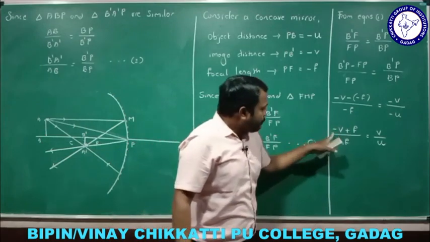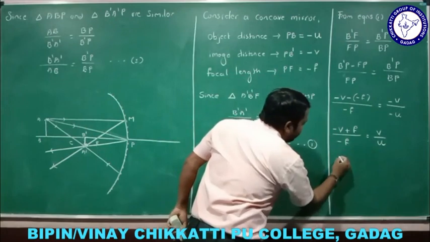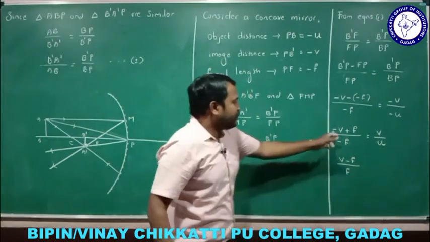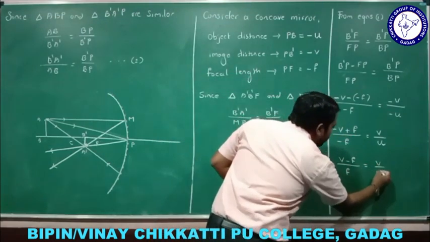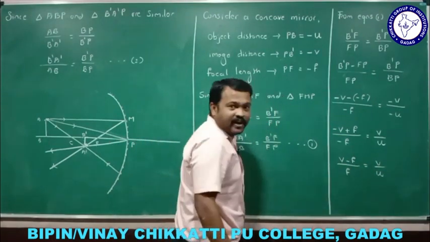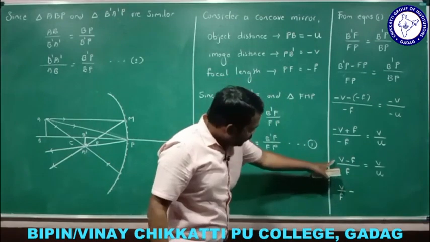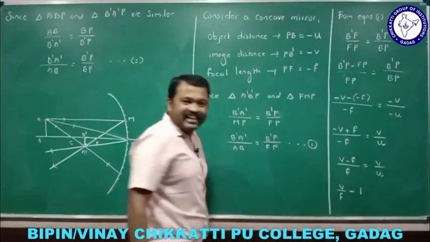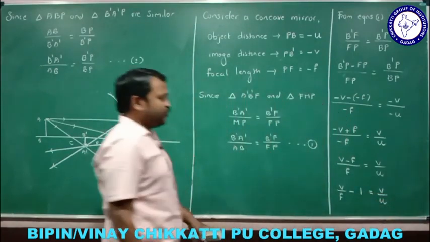Since we have a minus sign here, let me multiply all terms on this side by minus. I will get v minus f divided by f, that is equal to v divided by u. I multiplied each term by minus, right? This can be split, so let me take v by f minus f by f. F by f is 1. Shall I take it like this? That is equal to v divided by u, right?